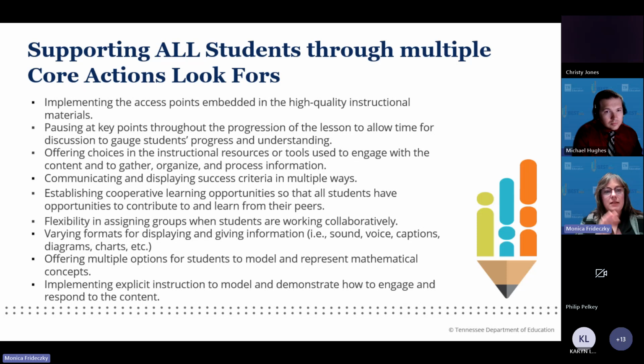Since you're going to be getting this PowerPoint later, I will not read to you every bullet point here. You are welcome.